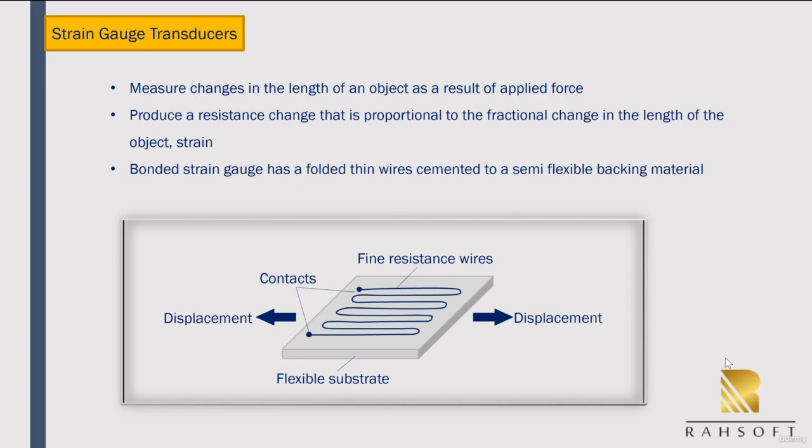The strain gauge has folded thin wires that are cemented to a semi-flexible backing material, as shown on the bottom. The two contacts, as shown below, are able to find the resistance between the 2 points, and this can help detect data based on the displacement.